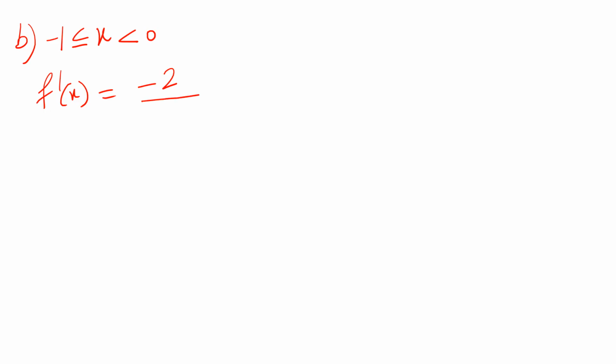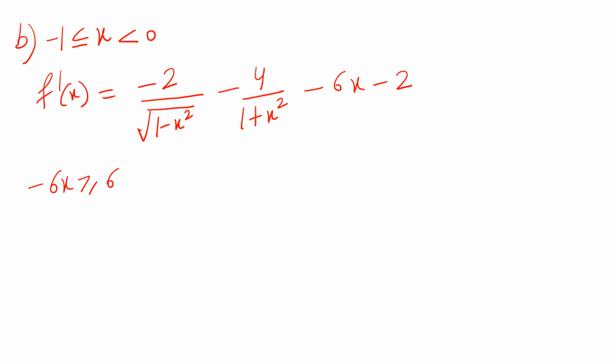Now students, we move towards the second subinterval. In this particular subinterval, x is greater than or equal to minus 1 and less than 0. We have f dash x equal to minus 2 upon square root of 1 minus x square minus 4 upon 1 plus x square minus 6x minus 2. Now clearly minus 6x is greater than or equal to 6 for this particular subinterval, and minus 4 upon 1 plus x square is less than or equal to minus 4.